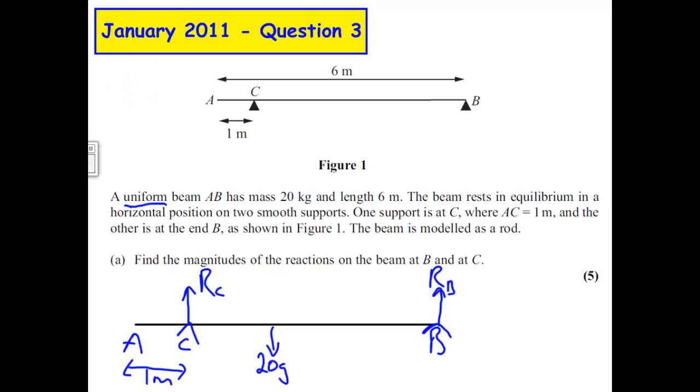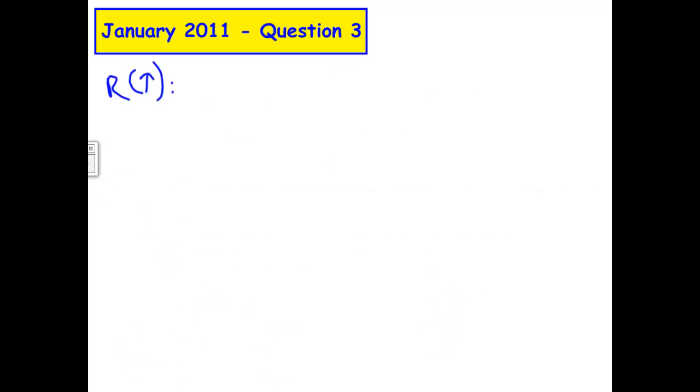So I'm going to write R with an arrow, and that's just me telling the examiner I am resolving vertically. And because this system is in equilibrium, the forces acting in the upward direction, so that's RC and RB, must be equal to the force acting downwards, which is the weight of the rod, which is just 20G. So my equation will be RC plus RB, the forces acting vertically upwards, equal to the forces acting vertically downwards, which is 20G. I'm going to label this as equation 1.